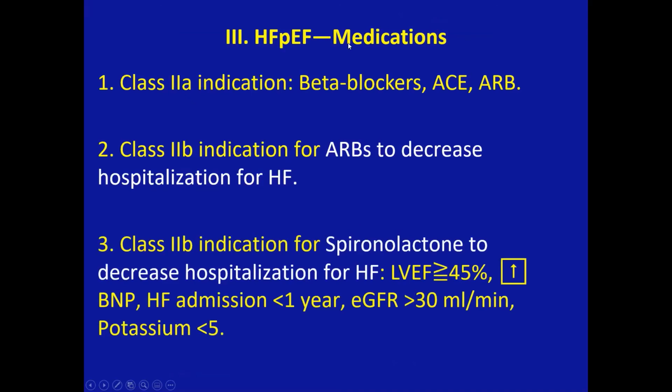And for the medications, you can use beta blockers, ACE or ARB for blood pressure control, no preference, but there is a class 2B indication for ARBs over the others to decrease heart failure hospitalization. Similarly, spironolactone, class 2B indication to decrease hospitalization for heart failure. So far we have ARB and spironolactone as 2B indication to decrease hospitalization.